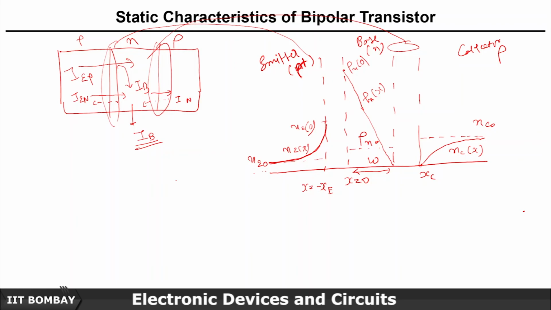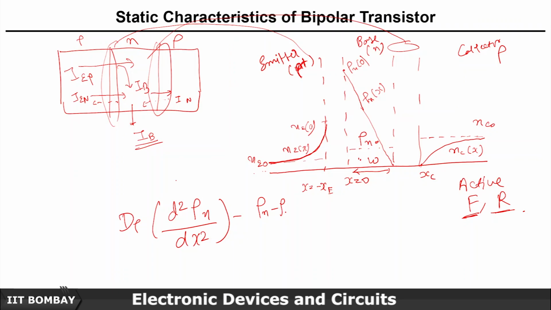So under the active mode, we are using forward bias and reverse bias. The first junction is forward biased and the other junction is reverse biased. If we want to derive a mathematical expression for this particular base region, for the holes which diffuse from the emitter, the equation can be written as the double derivative of Pn with respect to x, minus (Pn minus Pn0) divided by tau p, equal to 0.